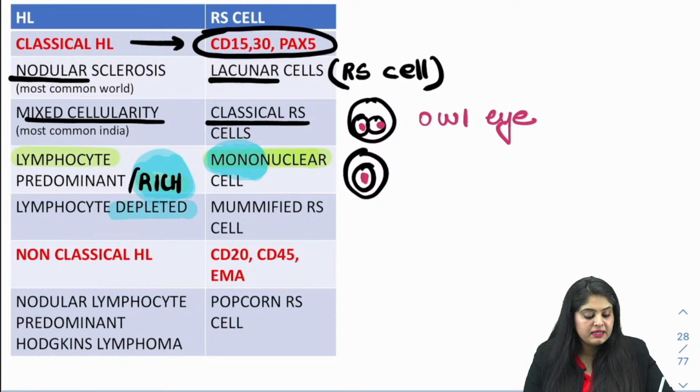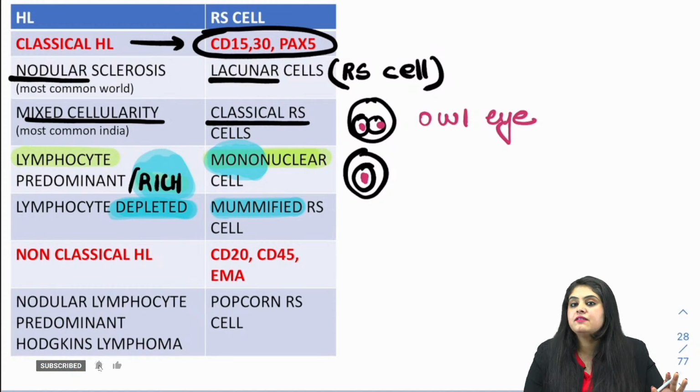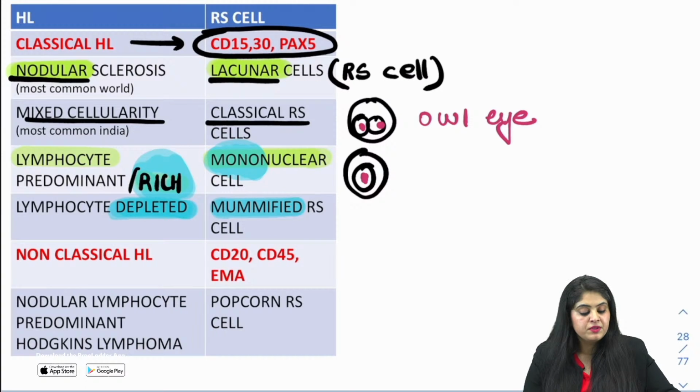And lymphocyte depleted, the word depleted itself sounds so dead. So there is going to be some dead kind of RS cell. That dead kind of RS cell is the mummified RS cell. Okay, so now the RS cells are done. Let's do a recap. Nodular shows you which RS cells? Lacunar. Mixed cellularity, India one, owl eye appearance, classical. Lymphocyte rich, rich and alone, so that is going to be mononuclear RS cell. And lymphocyte depleted, depleted means dead, so that is going to be mummified.